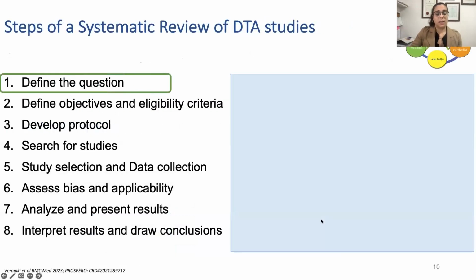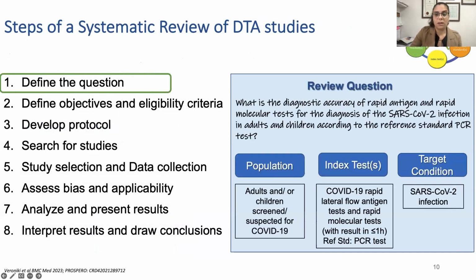Now, let us start with the steps of the systematic review of a diagnostic test accuracy meta-analysis. So the steps are similar to the ones that we follow in systematic review of interventions. And as a number one step, let's say, we start by defining the question. So the question usually reflects the review objectives and the eligibility criteria of the review.